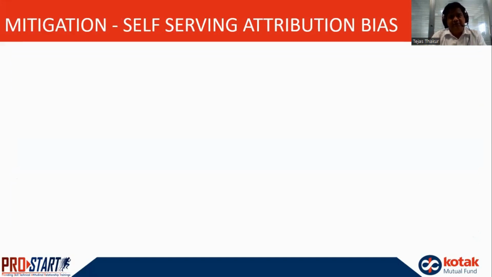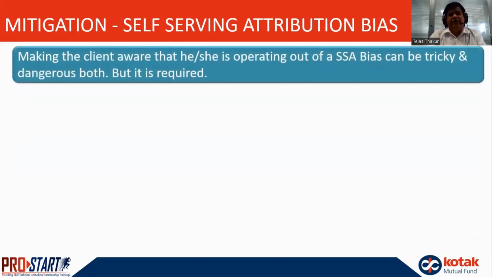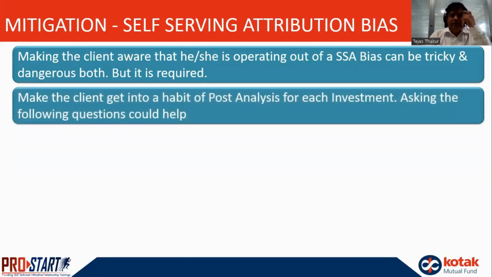Mitigation of self-serving bias. Make the client aware that he or she is operating out of an SSA, or self-serving attribution bias. It can be both tricky as well as dangerous, but it is required. Why is it required? Make the client get into a habit of post-analysis. For each investment, whenever he or she makes one, you can do this once in 6 months, once in a year, or once in a quarter, depending upon your relationship and the time you're allocating to that client. Do this post-analysis irrespective of whether that investment has made profits or losses.